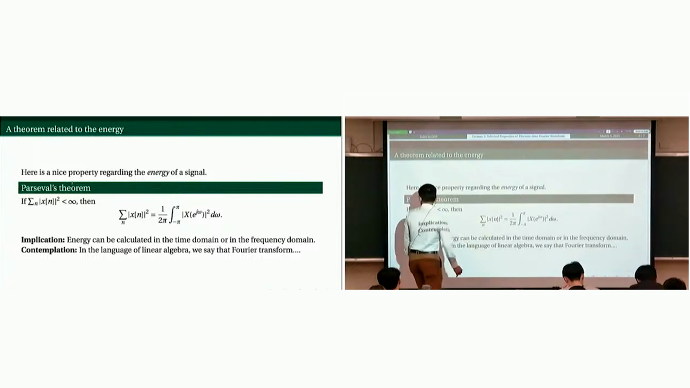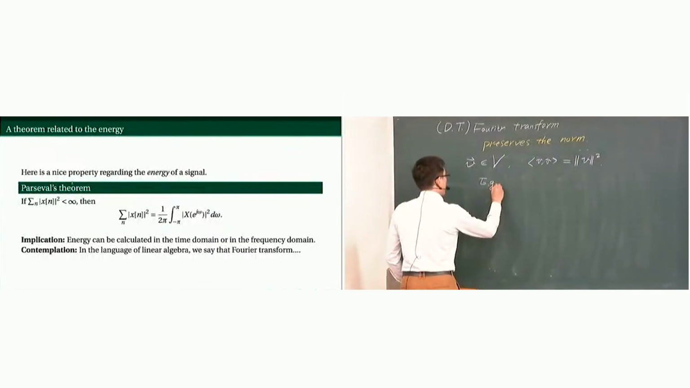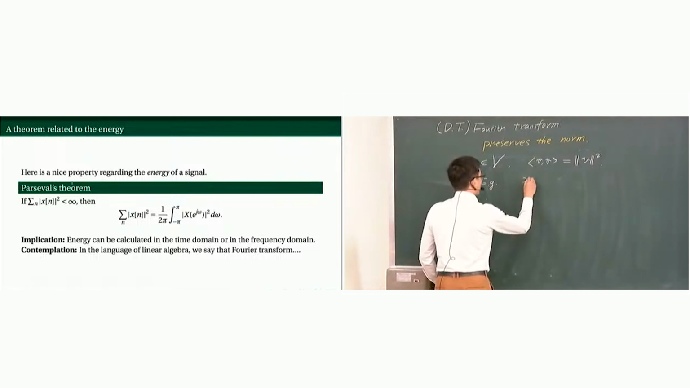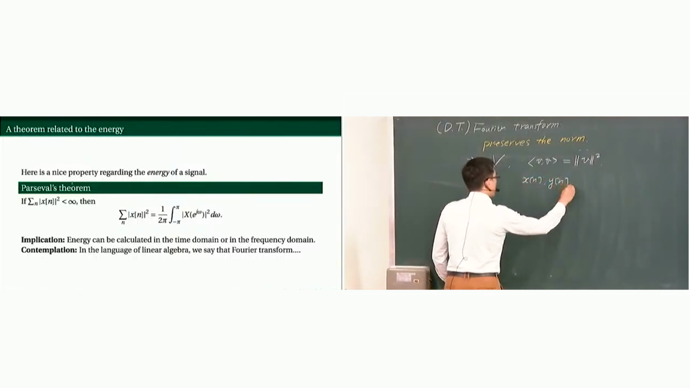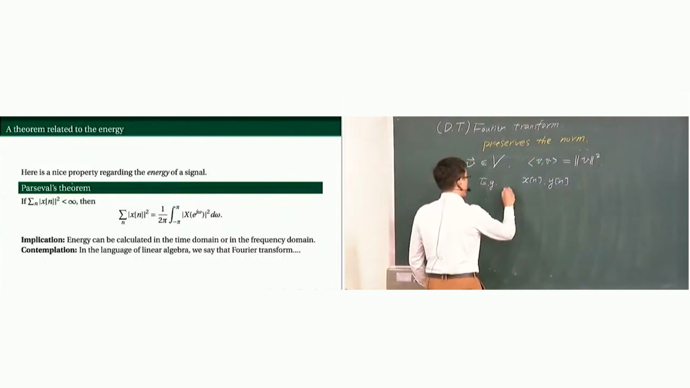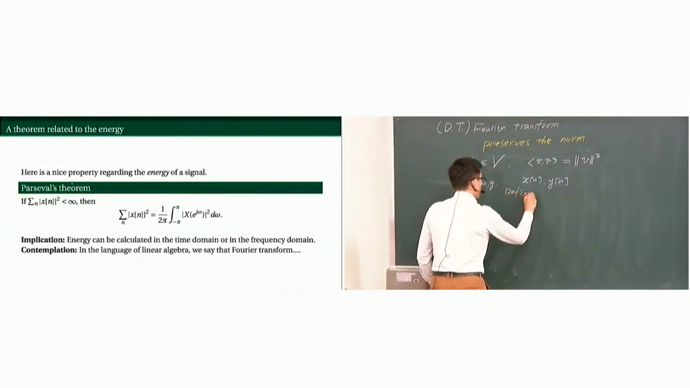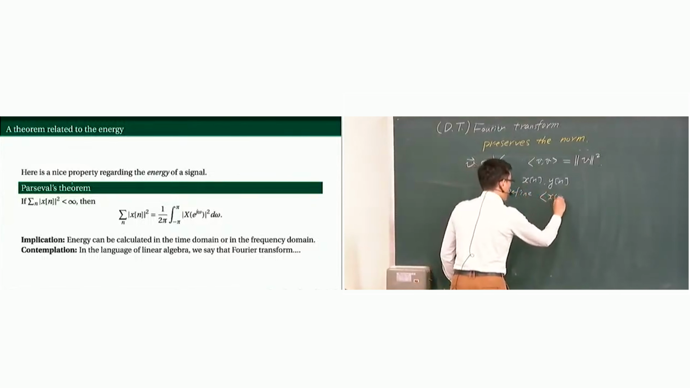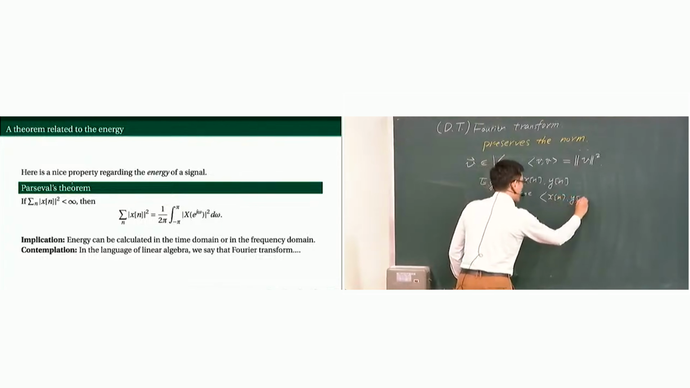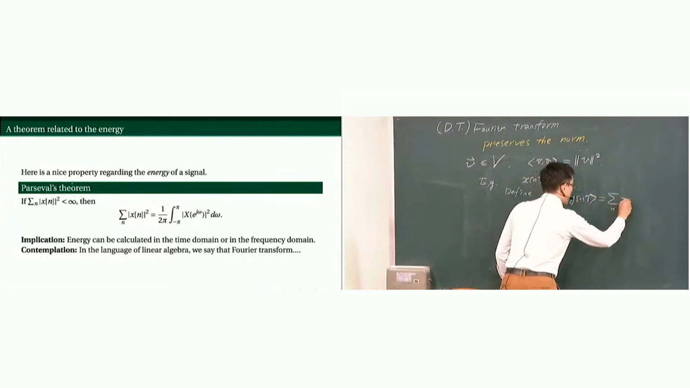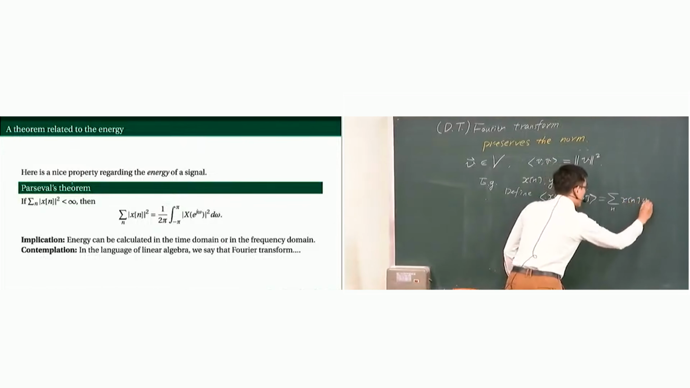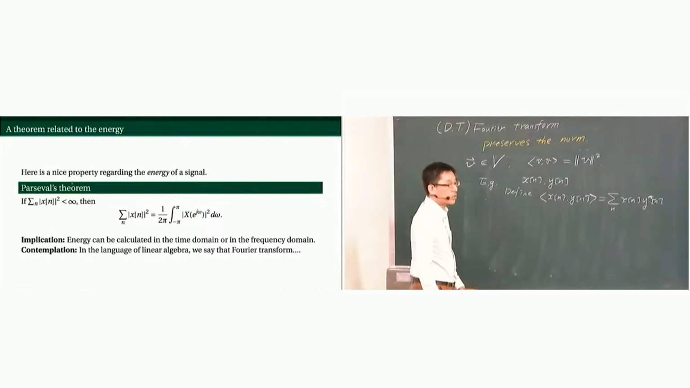For any two signals x and y, we can define the inner product as the sum of x[n] times y conjugate [n], probably the correct definition for a complex-valued signal. For real signals, you don't need to worry.